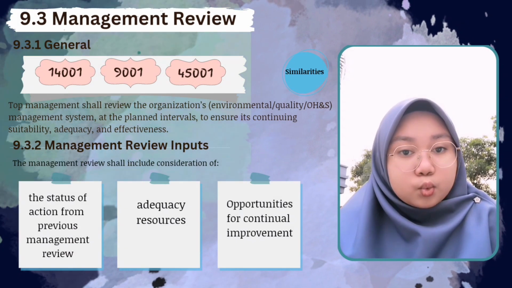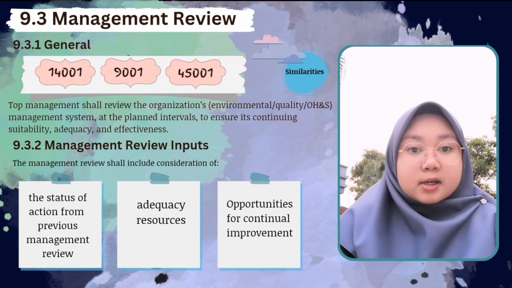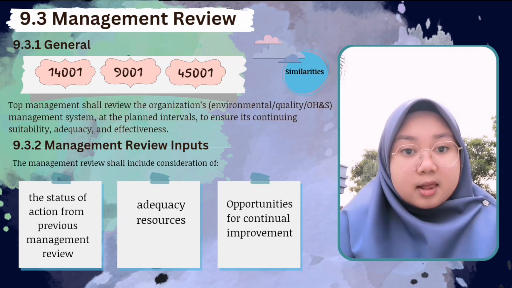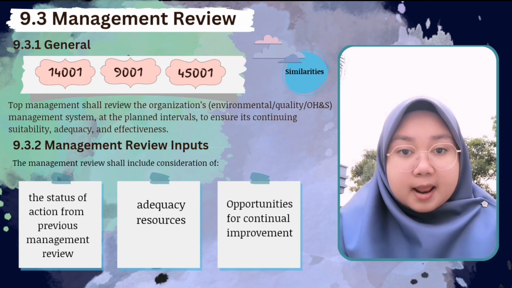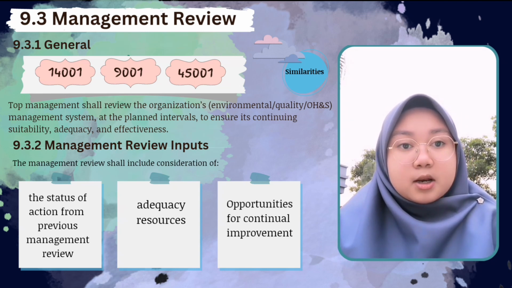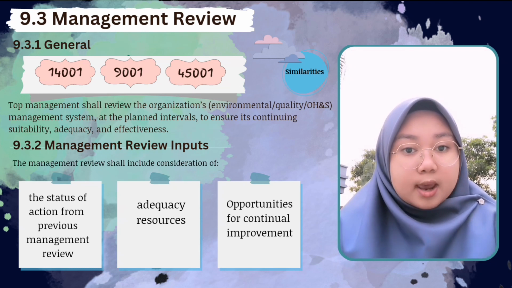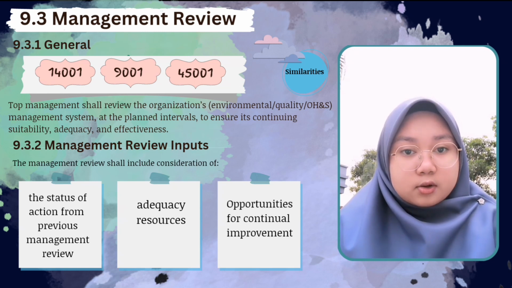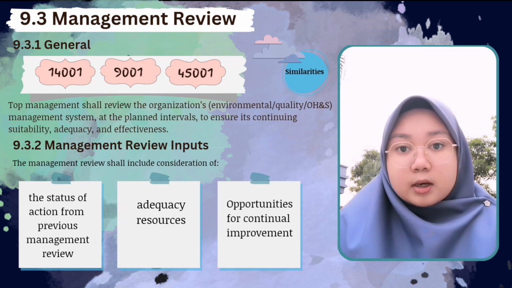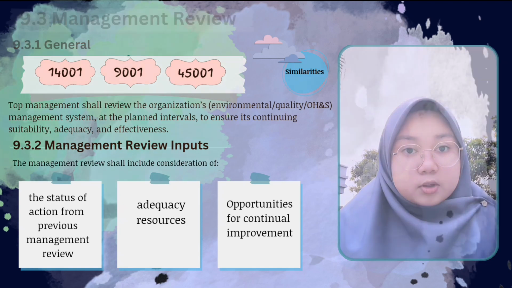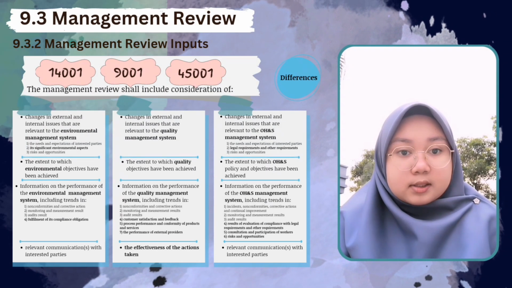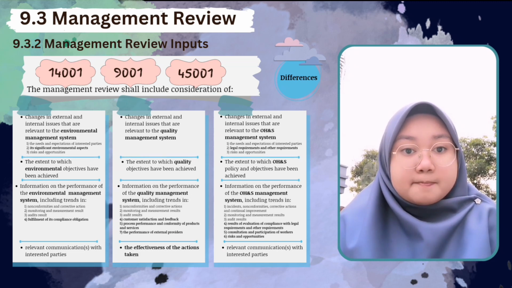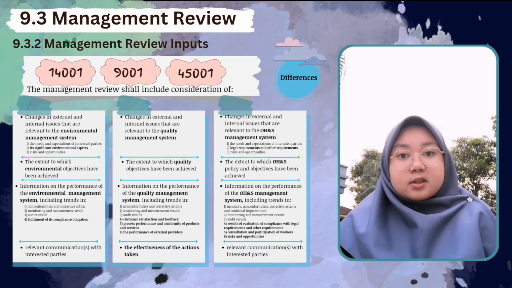9.3 management review. In general, this point highlights how the top management should review the organization's environmental, quality or occupational health and safety management system at planned intervals. For 9.3.2 management review inputs, it has similarities where it states the management review should include consideration of status of actions from previous management reviews, adequacy of resources and opportunities for continual improvement. And the differences in this point are changes in external and internal issues that are relevant to the standards' respective main focus, as well as the objectives achievement.